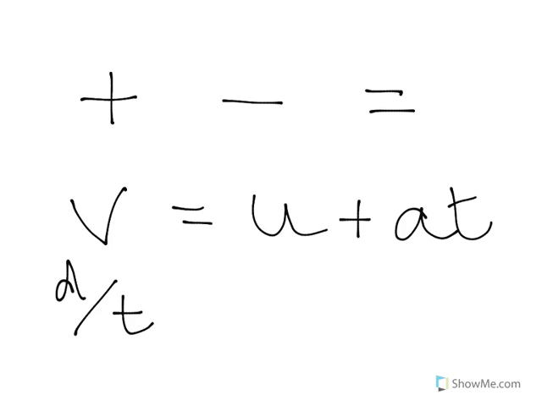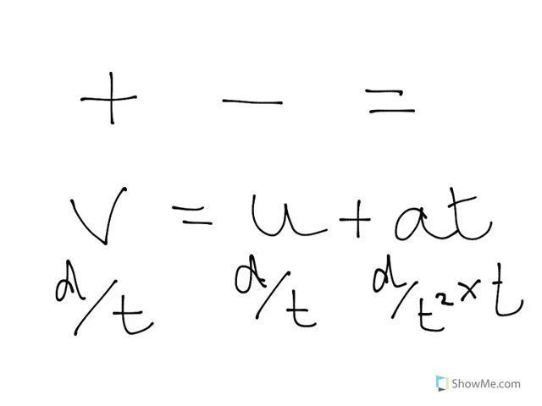u is the initial velocity, which again is distance over time. We have a, which is the change in velocity per unit time, so that will be distance over time squared, and we have that multiplied by time. So as you can see, obviously distance over time is agreed upon with v and u, and with at we have that the t's cancel and we are left with distance over time, and therefore this is a valid equation.